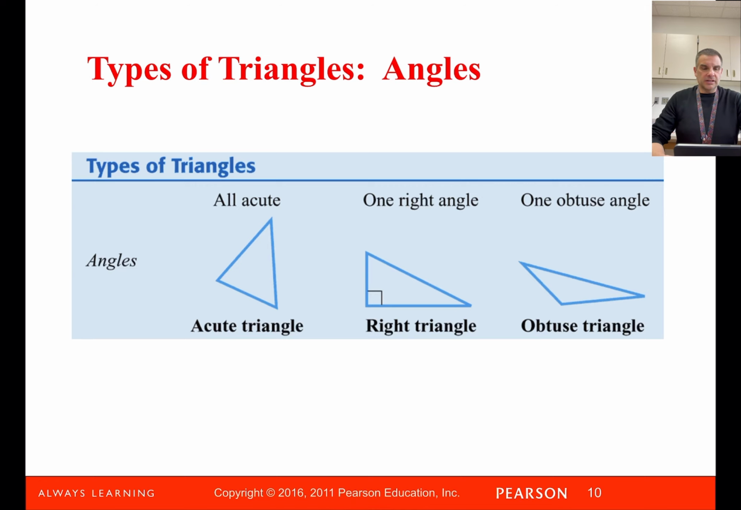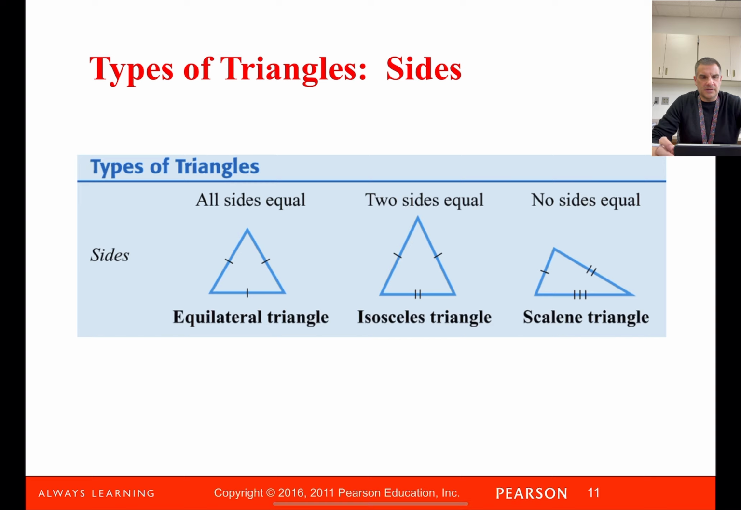Again, different types of triangles. In an acute triangle, all the angles are less than 90 degrees. In a right triangle, which we're going to work on quite a bit with the rest of this chapter, I think, you have one right angle. And in an obtuse triangle, you have one angle that's greater than 90 degrees. The rest are acute angles. So all acute angles, one right angle, and one obtuse angle. Again, just reminding you of those different types of things.